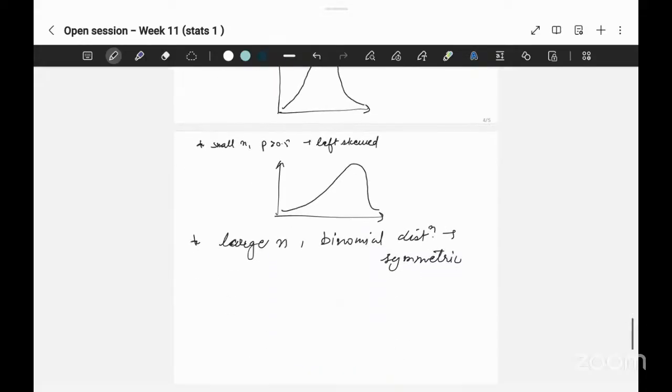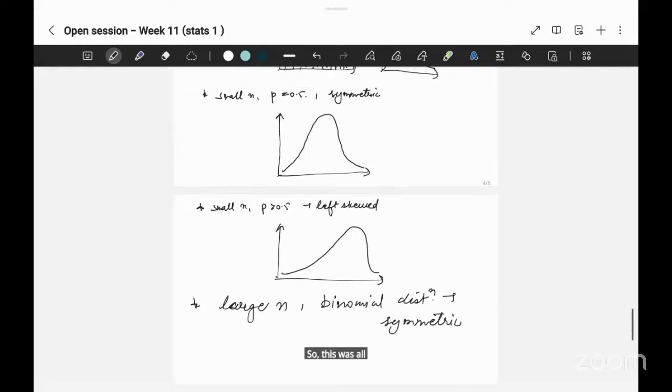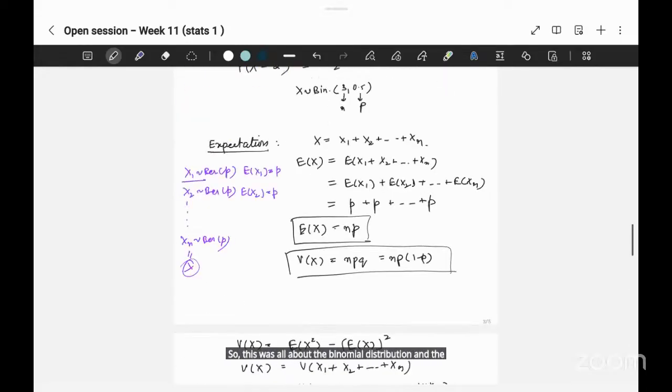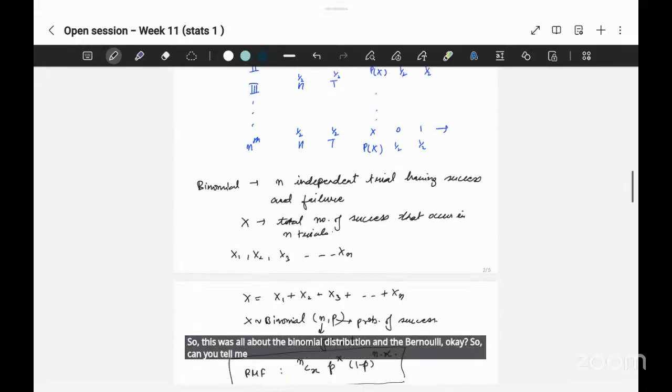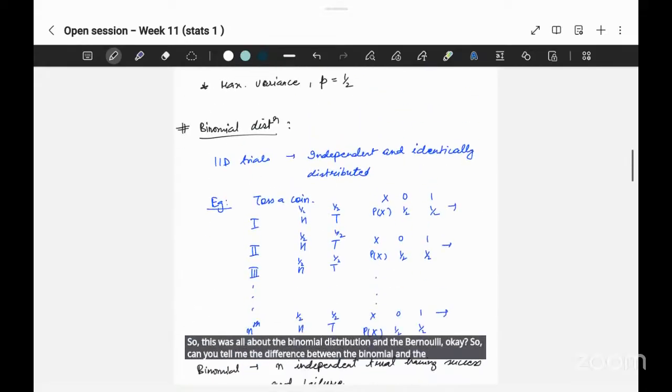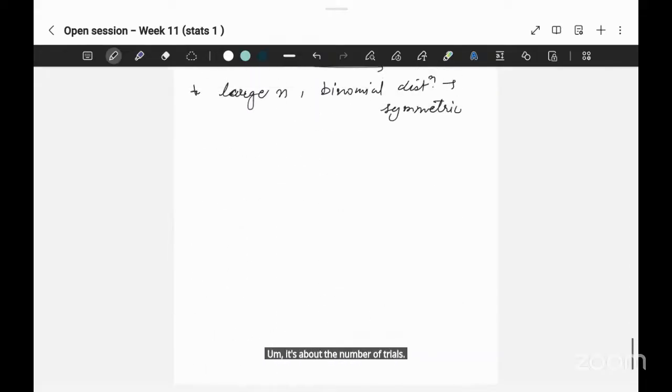Okay. So this was all about the binomial distribution and the Bernoulli. Can you tell me the difference between the binomial and the Bernoulli? Ma'am, it's about the number of trials. In Bernoulli, it's only one trial, and here we get multiple trials.